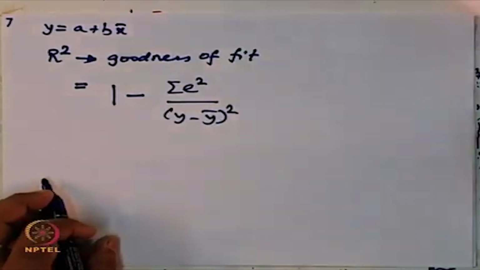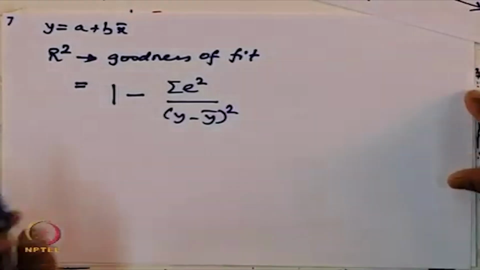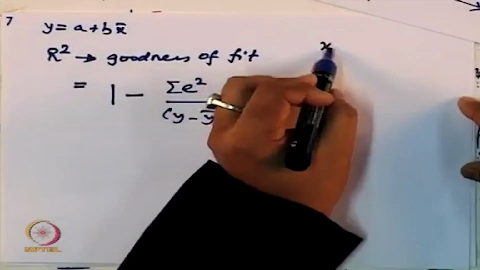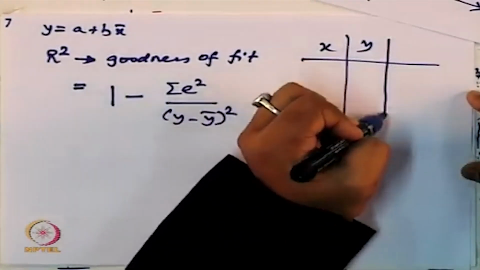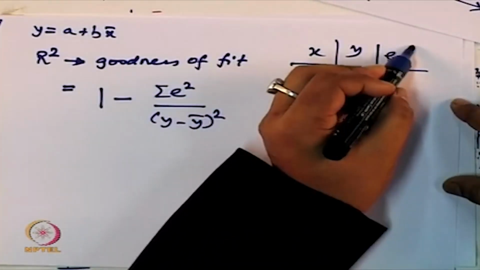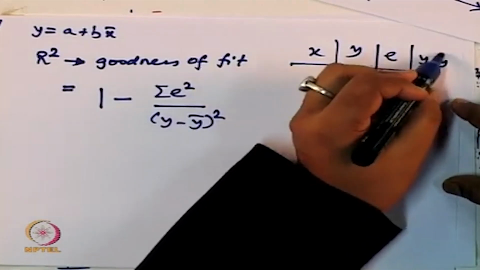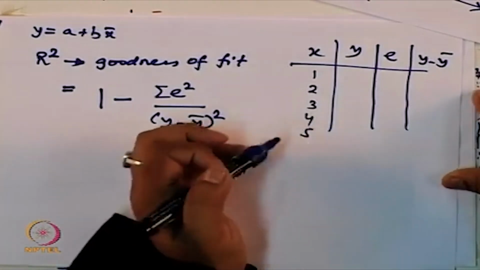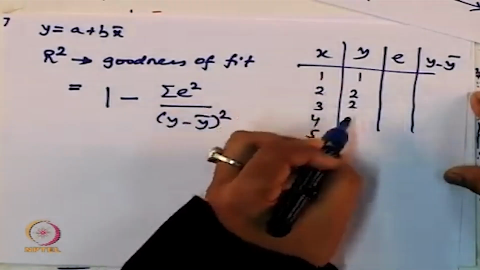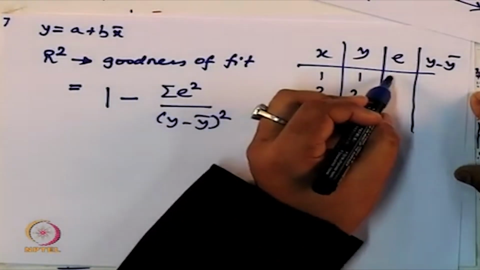So, we have calculated the errors. If I do the particular values, we have error, and I want to plot y minus y bar. So, I have 1, 2, 3, 4, 5, y is 1, 2, 2, 2, 3, and the error and predicted values.